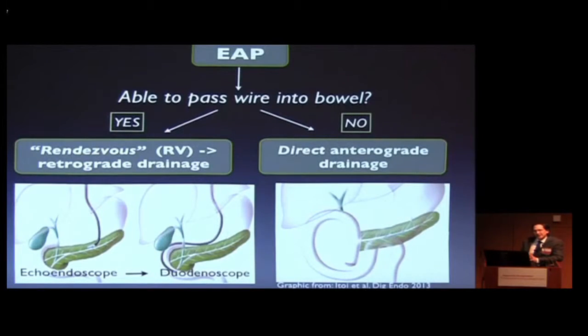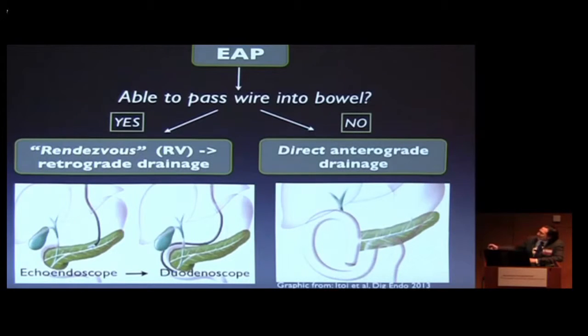So we've accessed the pancreatic duct anterogradely, we've injected our dye, we have our pancreatogram, and our drainage will occur with either 1 or 2 strategies, depending on whether we can pass our wire across the obstruction into the bowel. And if we can pass that wire into the bowel, then we can perform a rendezvous retrograde drainage. That is to say, we're going to exchange our echoendoscope for a duodenoscope, and then we're going to proceed with our ERCP in the standard fashion.